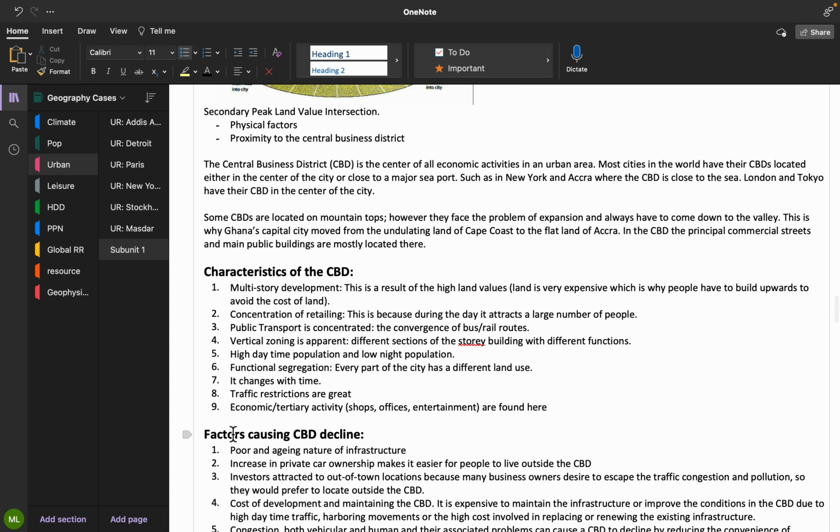Okay. And a CBD, again, Central Business District, is the center of all economic activities in the urban area. Most cities in the world have their CBDs located either in the center of the city or close to a major seaport, such as Shanghai, New York as well, and Accra, where the CBD is close to the sea. London and Tokyo have their CBD in the center of the city.